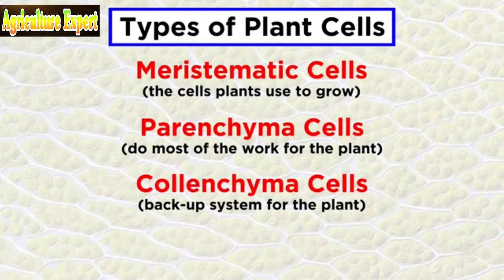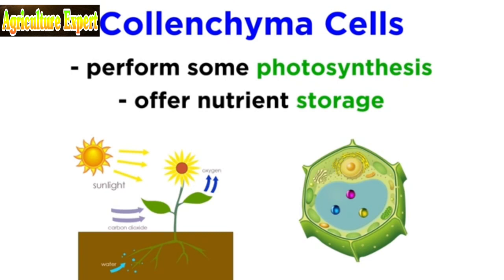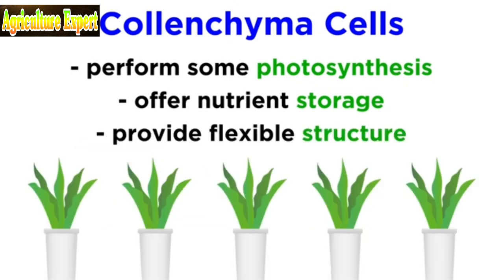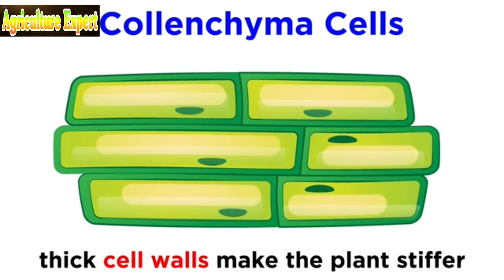Collenchyma cells are the third type of plant cell, and they're a kind of backup system for the plant. These cells can contribute to photosynthesis and nutrient storage, but the most important job for collenchyma cells is providing flexible structure to the plant. Collenchyma are long cells that have thickened cell walls, meaning that when they're in a group, they act to make that part of the plant stiffer.